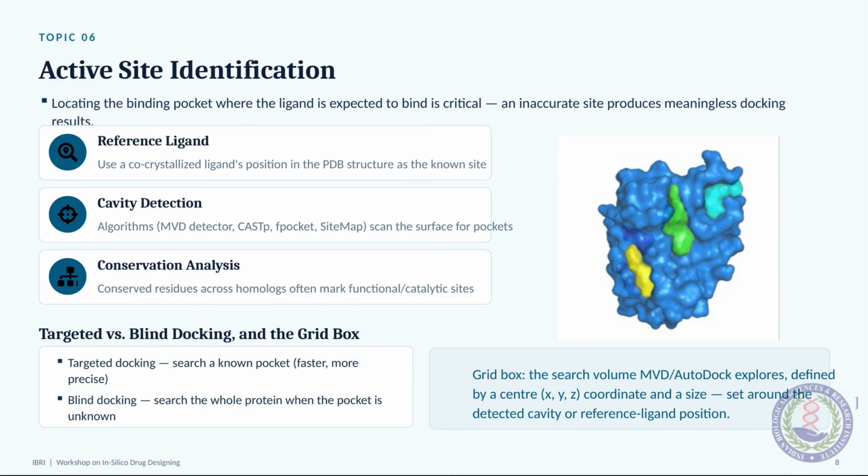Locating the binding pocket where the ligand is expected to bind is critical. An inaccurate site produces meaningless docking results. There are three main approaches.